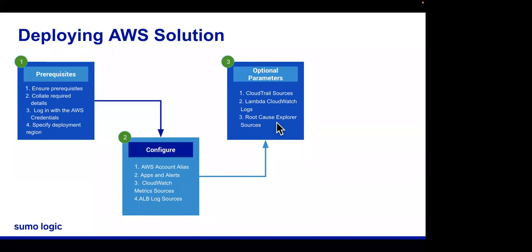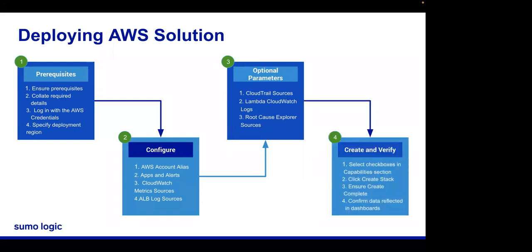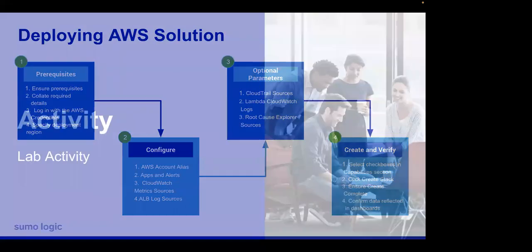This is going to install everything that we need and configure it for us. Then finally, you're going to create and verify. You're going to check the check boxes on your CloudFormation template, click create stack, and it's going to start creating that stack. It's going to take some time, but eventually that stack will complete. You'll be able to check your collectors to make sure they're there, and check your dashboards and see that they're being populated. This is going to set up your AWS observability solution.